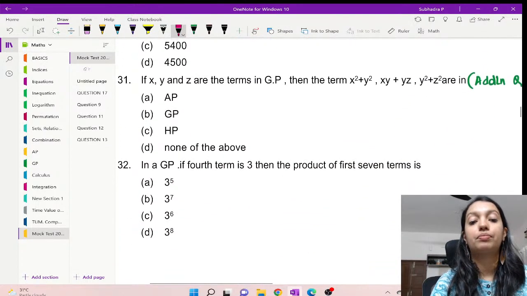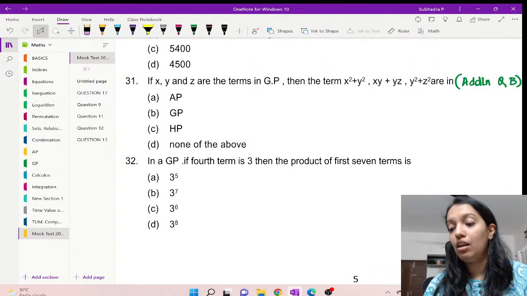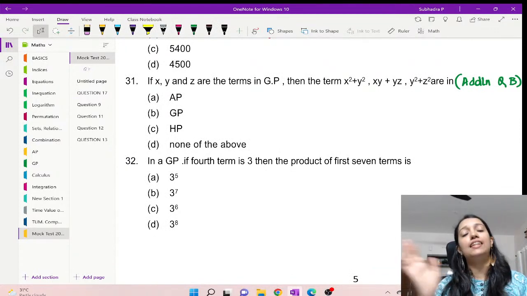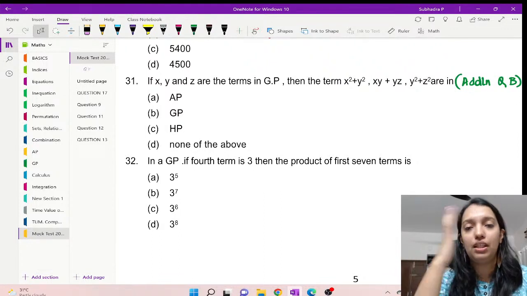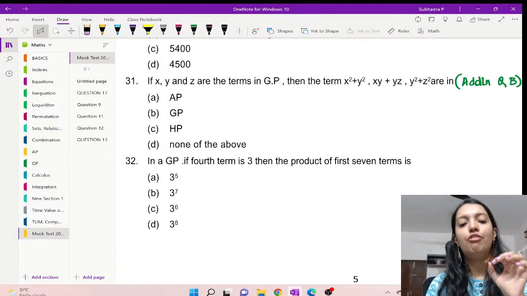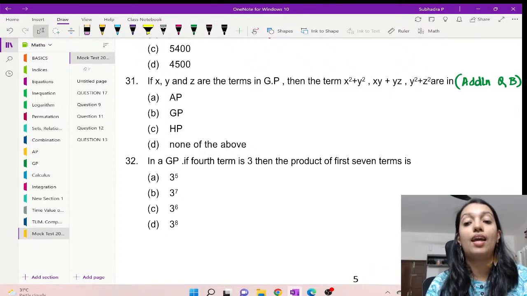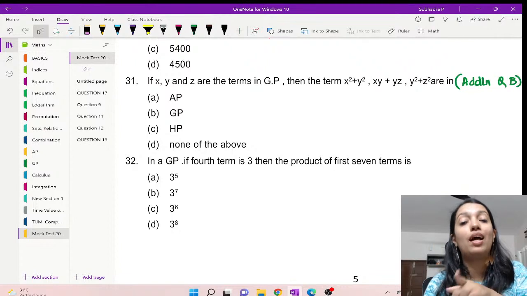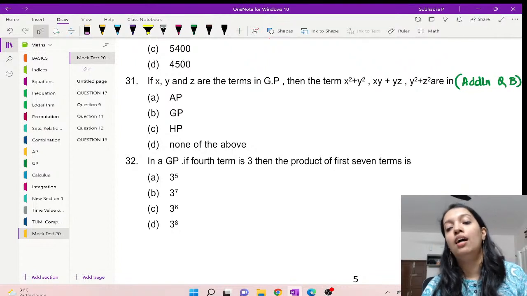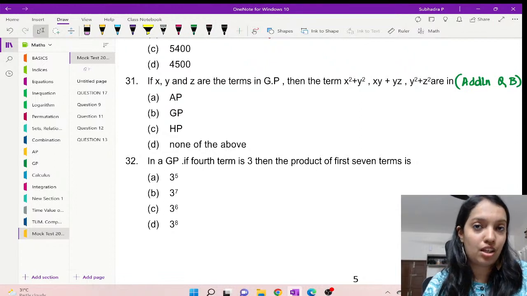31st question. If x, y, z are 3 terms in GP, now we have many questions in the additional question bank which are similar to this question, and that's the reason I asked you all to solve questions from the additional question bank as well. They can ask it any time in the examination. If x, y, z are the terms in GP, then the terms x square plus y square, xy plus yz, y square plus z square are in dash.